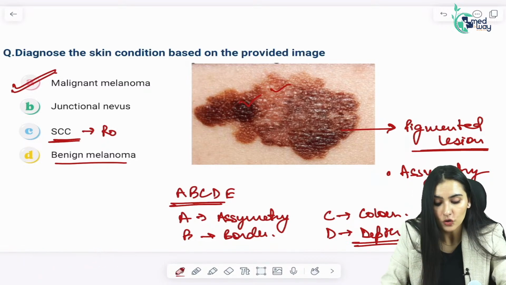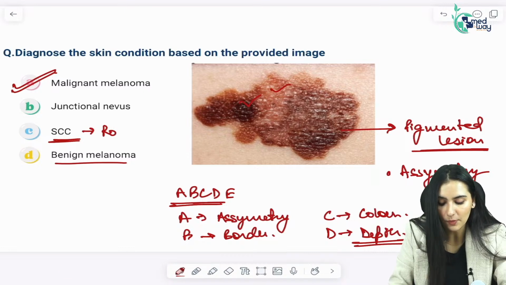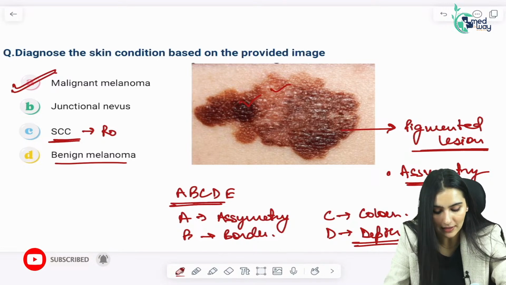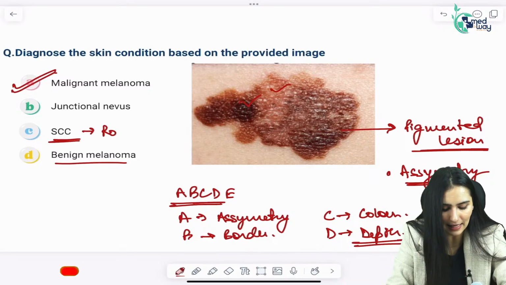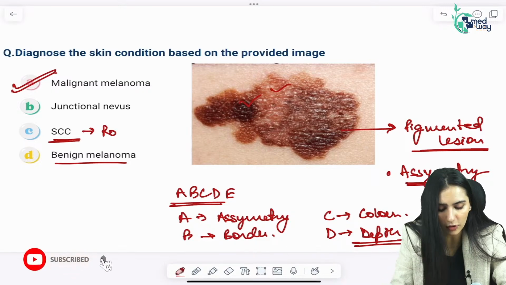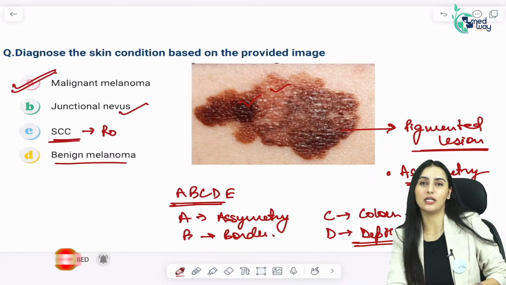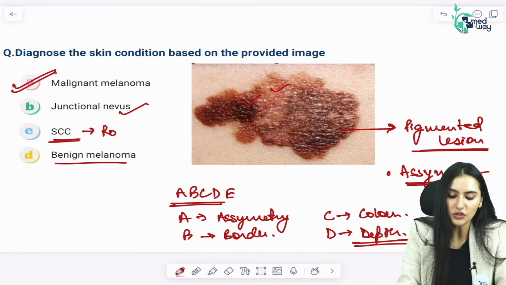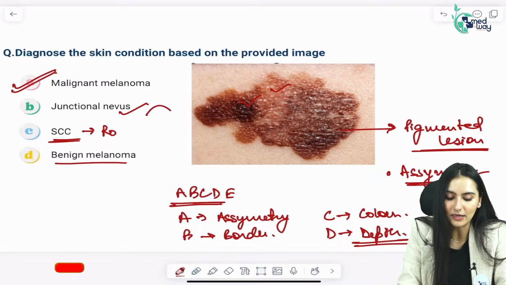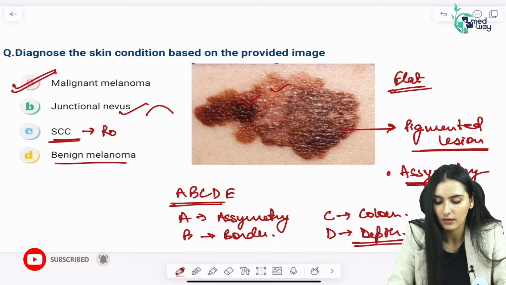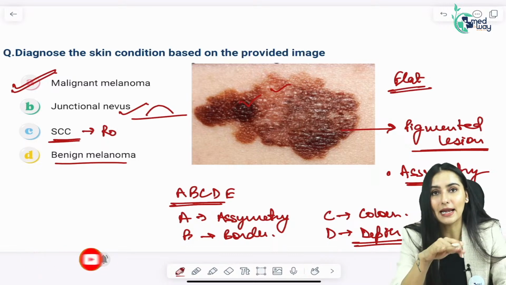Okay. So the skin lesion with the provided image, what do you think it's going to be? It is a pigmented lesion. You clearly see asymmetry present over here. So what does it look like? It looks like a malignant melanoma. Alright. SCC, again, not the normal location for SCC also. Junctional nevus. How does a junctional nevus look? So junctional nevus is basically going to be an elevated lesion. This looks like a flat lesion. Junctional nevus is going to be an elevated lesion.